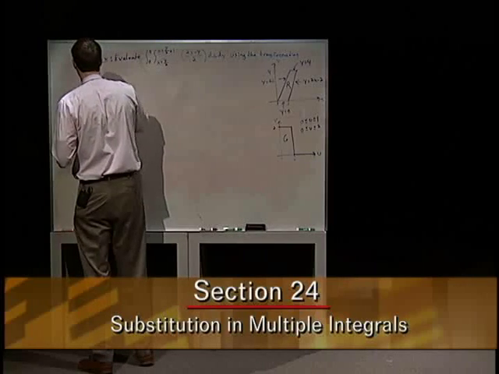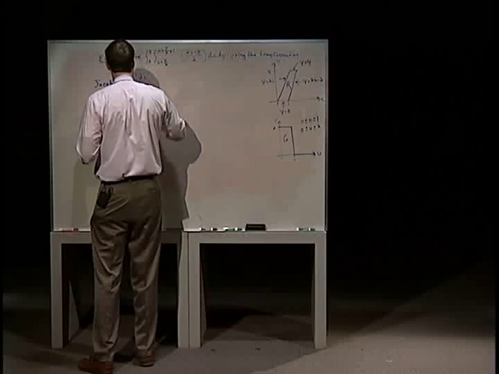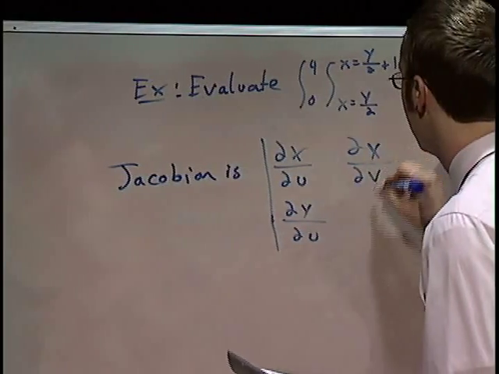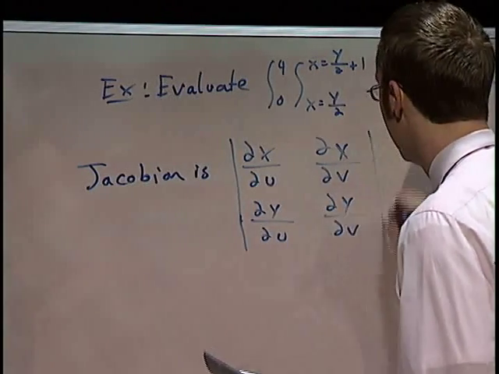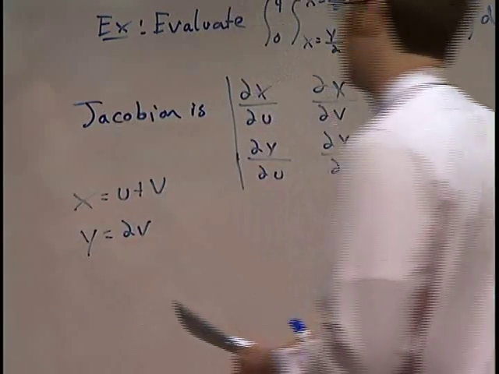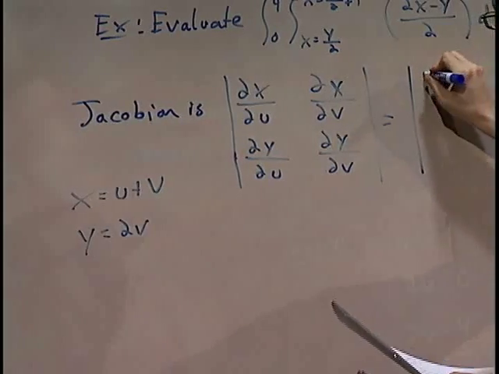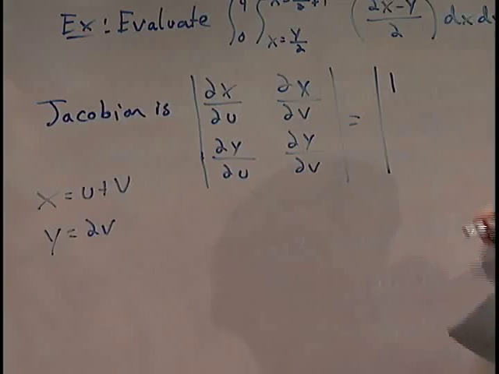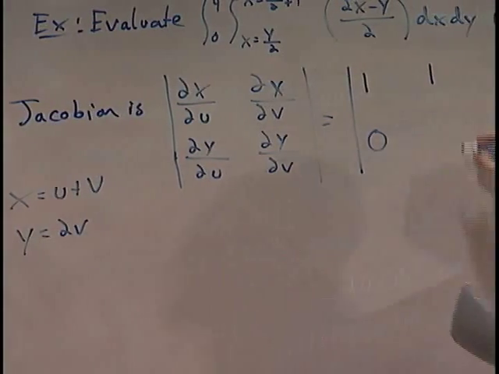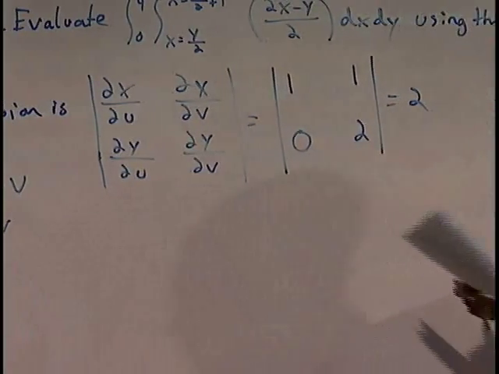So the Jacobian is partial x, partial u, partial y, partial u, partial x, partial v, partial y, partial v. And remember that x is u plus v and y is 2v. Okay? So partial x, partial u is just 1. Partial y, partial u is 0. Partial x, partial v is 1. Partial y, partial v is 2. Right? So that's 1 times 2 minus 0 is equal to 2.